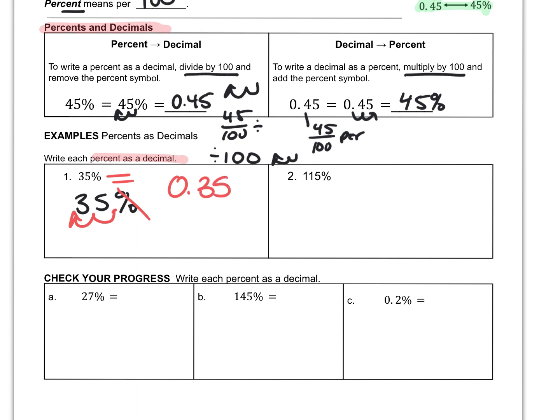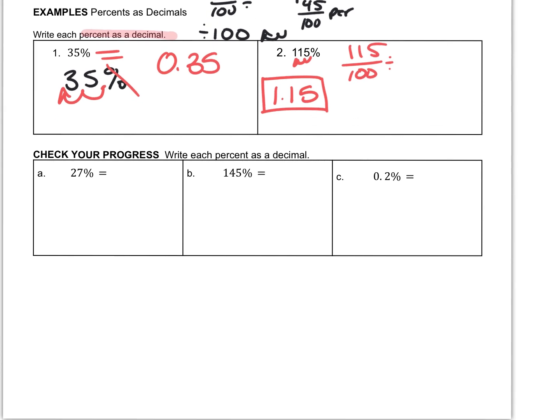Over here, then we have 115%. I know that's per 100. Just divide by 100. Moving our decimal 2 to the left. So it's going to be more than 1 whole because it's more than 100%. Check your progress. Give them a try. Pause and come back. Remember, you are just dividing by 100 or moving your decimal 2 places to the left.